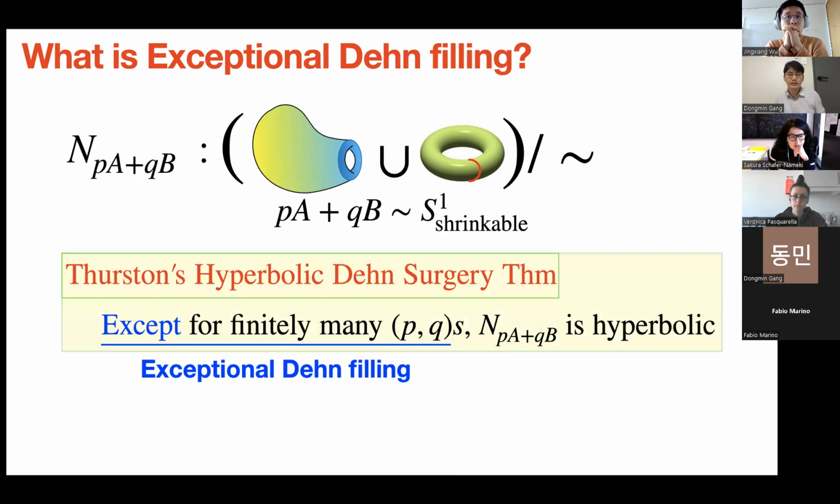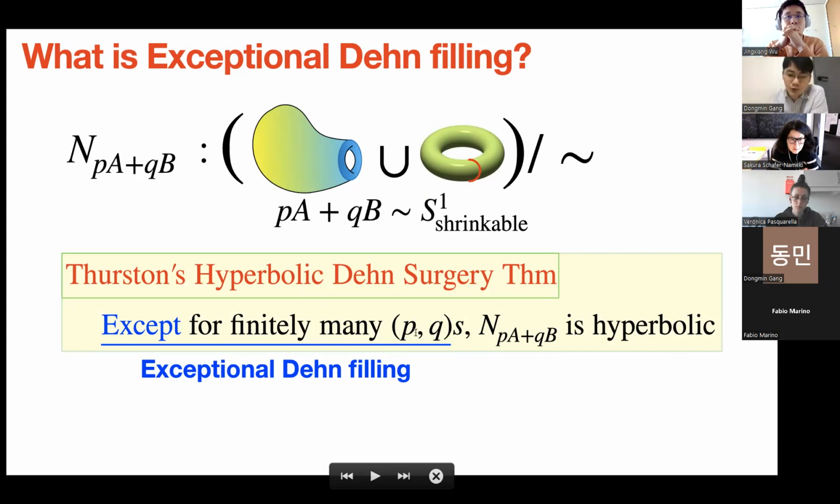Then what is the exceptional Dehn filling? There is a very famous mathematical theorem called Thurston's hyperbolic Dehn surgery theorem, which says that except for finitely many (P, Q), the resulting closed manifold is always hyperbolic. So if we start from the hyperbolic manifold and do the Dehn filling along the (P, Q) cycle, the result is always hyperbolic except for only finitely many choices of P and Q.